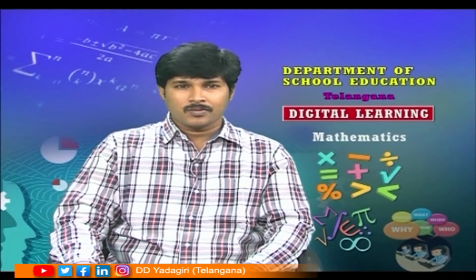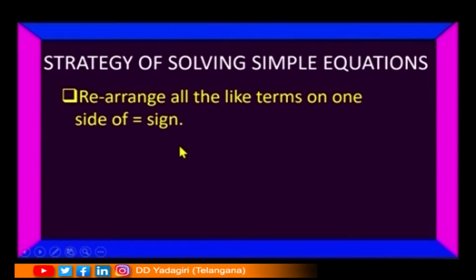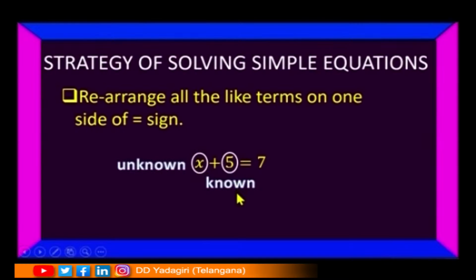The first point is to rearrange all the like terms on one side of the equal to sign. Suppose you take a linear equation, I will explain. Here, x is an unknown term, we do not know the value of x actually. 5 is a known term, a constant, we know its value, and 7 is also a known value. So there are different types of terms in this equation, some unknown, some known. What is the first point? It says rearrange all the like terms on one side. Generally, we keep all the unknown terms on the left side and all known terms on the right side. That means this known term, 5, should be sent to the right side.